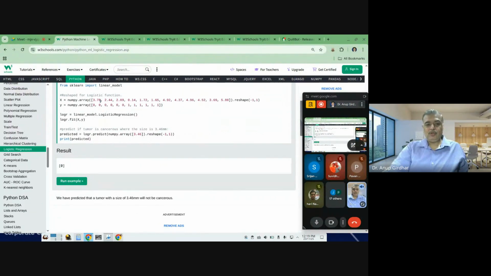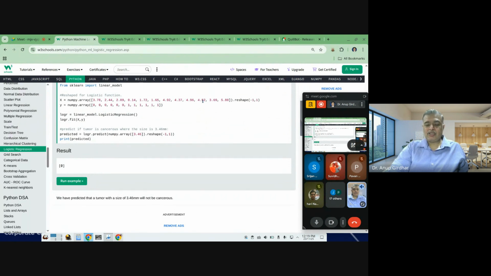We got a zero because the value is somewhere near the lower values, and almost all the lower values belong to 0, while the higher values like this and above belong to 1. However, you can see 3.69 is also somewhere cancerous. Obviously it might depend on some other parameters, but at the same time 3.78 is again not cancerous. So you got some mixed data.